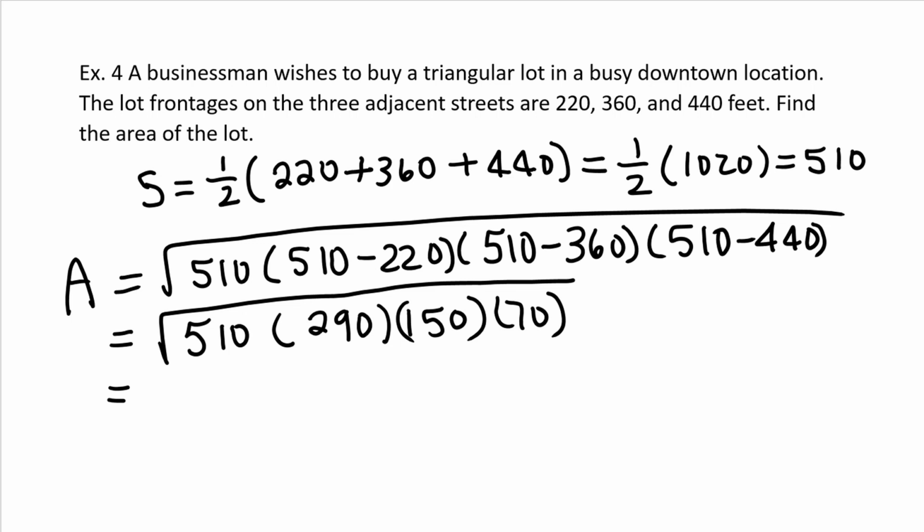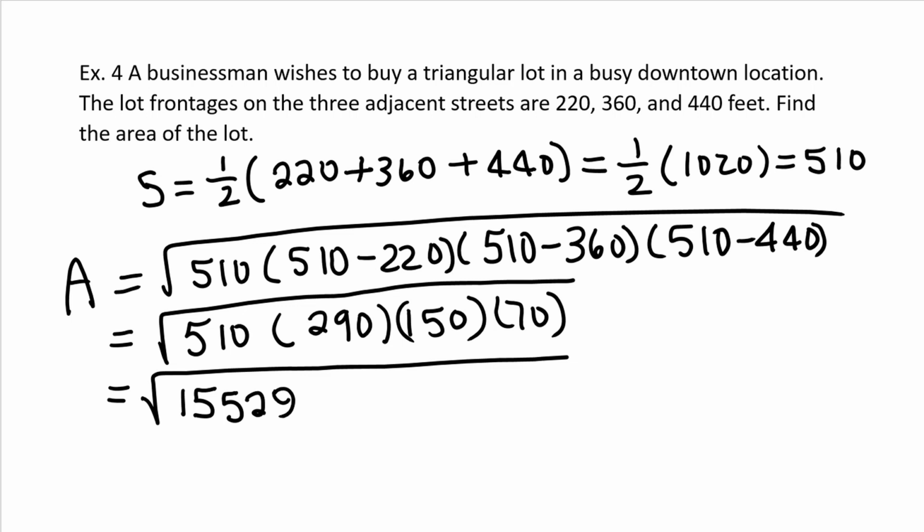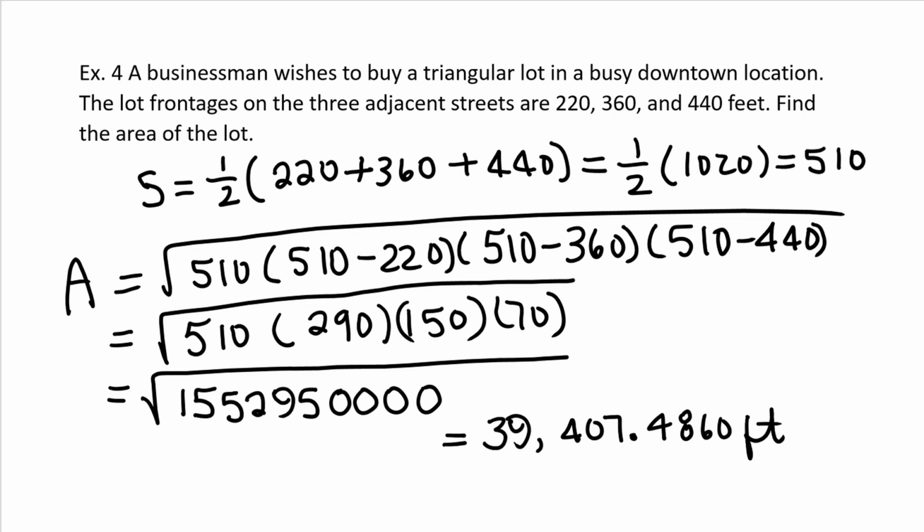I used a calculator to multiply 510, 290, 150, and 70, and if I keyed in everything correctly, the result was 155,295,000. And then I used the square root feature on my calculator, and the result was 39,407.4860 feet squared.